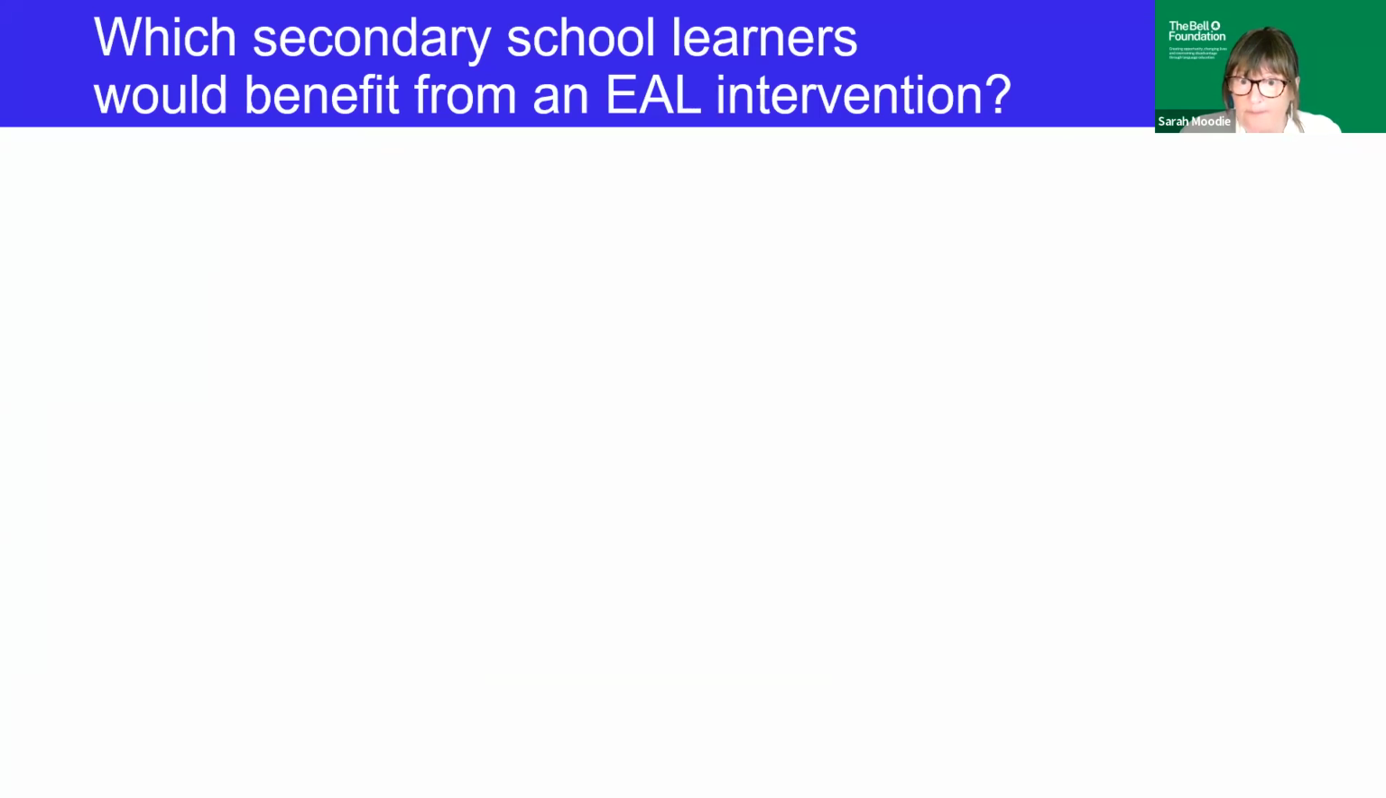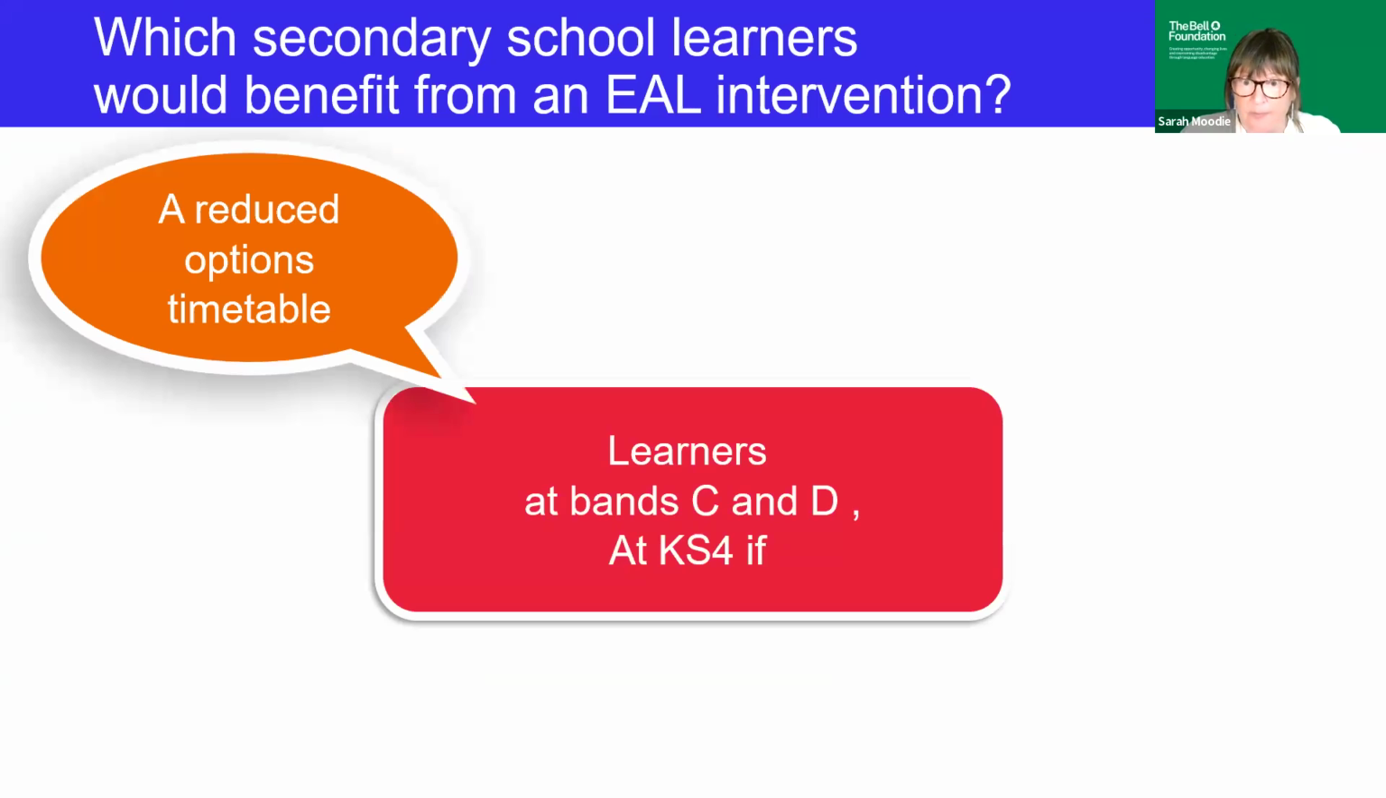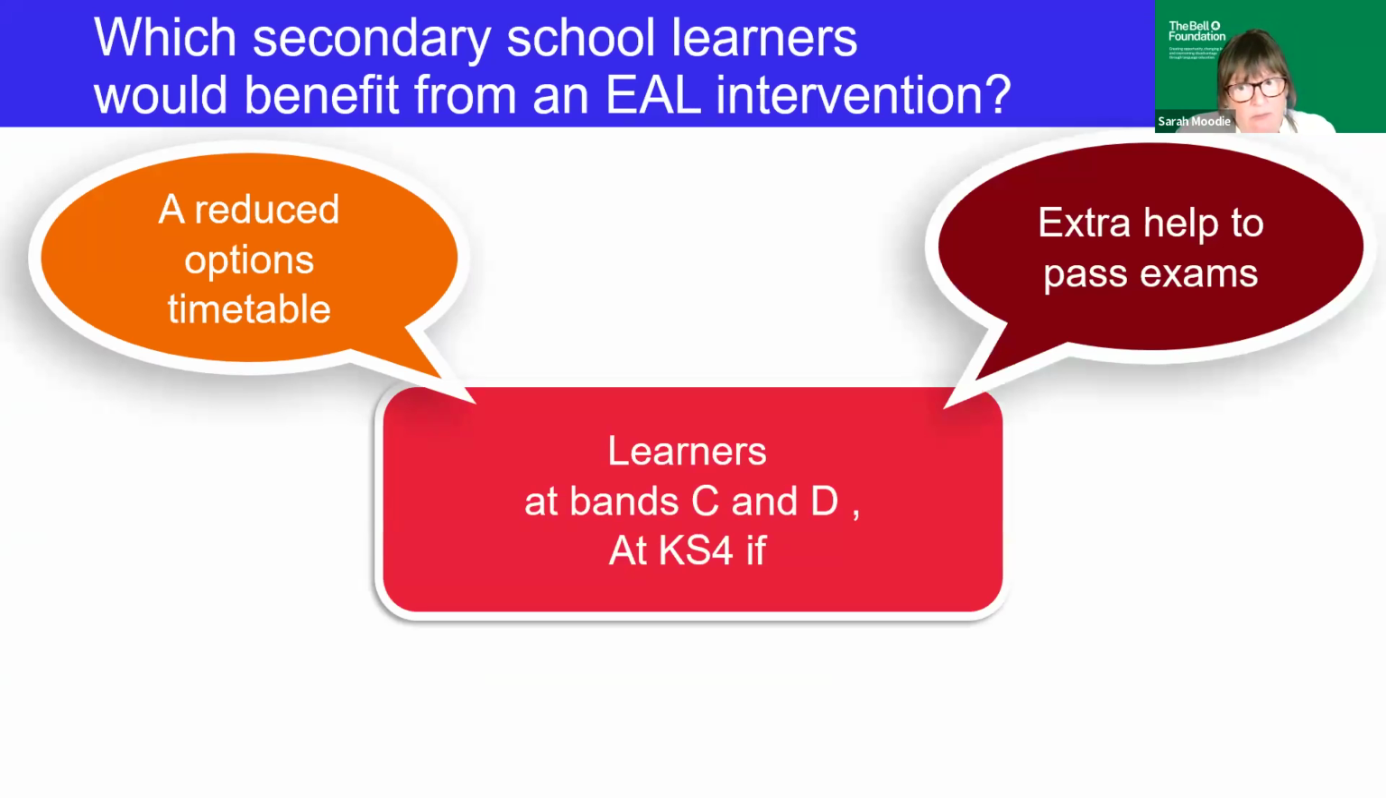At key stage 4, and only at key stage 4, learners at higher proficiency bands, C and even the beginning of D, might also sometimes benefit from interventions if they have a reduced options timetable to allow them to focus on passing some exams rather than taking a whole load of exams and not passing any. Then they might spend some option slots focusing on English language support to help them achieve success in the exams that they're taking. So this could be, for example, extra tuition in science or maths, but focused on the language skills they need to understand the questions in the exam and to write what I used to call, when I was a teacher, those mark magnet answers in the exam.